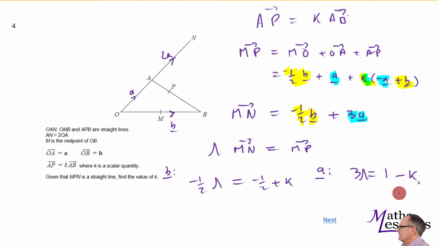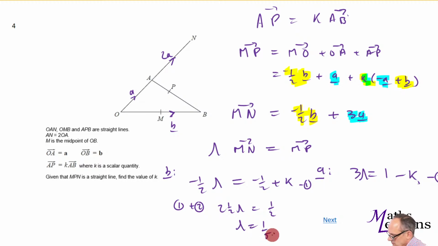So I've got 2 simultaneous equations here. If I call this equation 1 and this equation 2 and add them together, you can see the K minus K's will cancel. So I'm going to do equation 1 plus equation 2. I get minus a half lambda plus 3 lambda, which gives me 2.5 lambda, and minus a half plus 1, which equals a half. So therefore, lambda must equal 1/5. And if lambda equals 1/5, we can put that back in to find out what K is. We put it back into here, we get 3/5, take the K to this side, take it away from that side, and I get K is equal to 2/5.